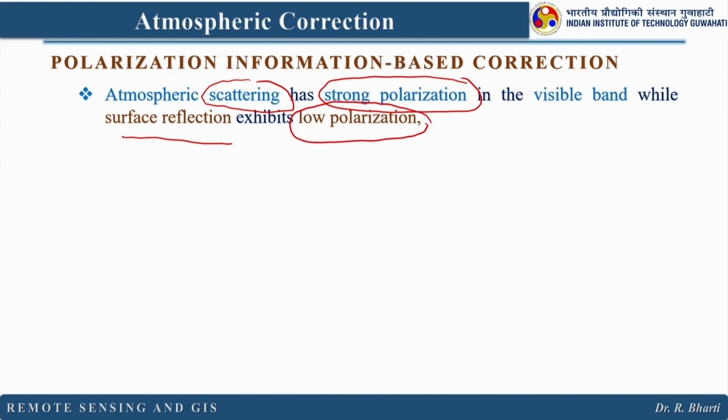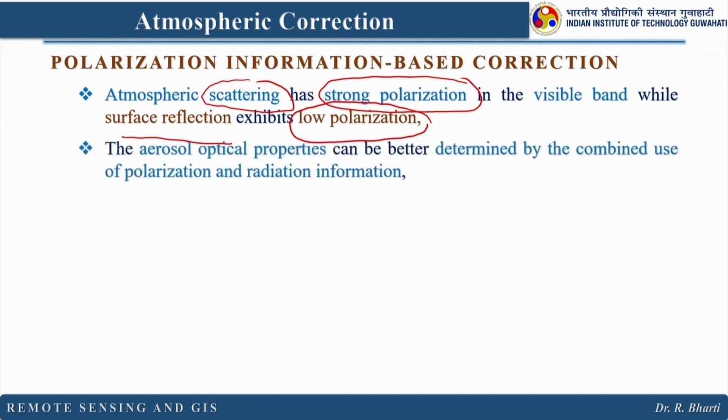That means if you can identify the strong polarization and low polarization, then you can easily identify the effect of scattering in your data, and that is due to atmosphere. The aerosol optical properties can be better determined by the combined use of polarization and radiation information, right.